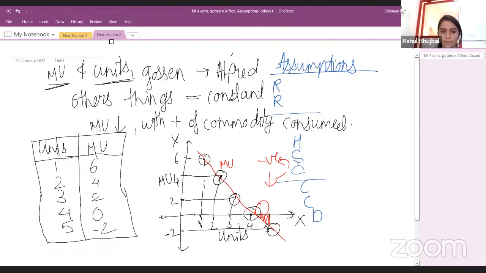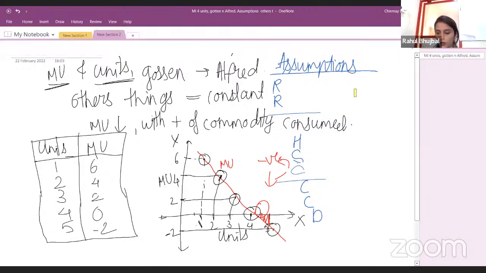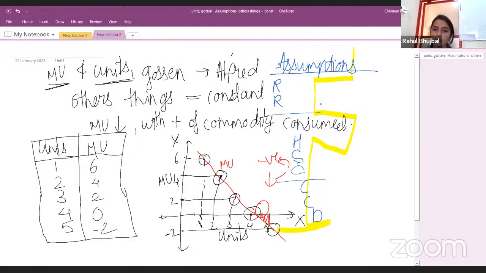Okay. I'll try to fit these exceptions. I'll use another color. Okay. So for exceptions, I'm using this yellow color. And show the exceptions. We are having very few exceptions.